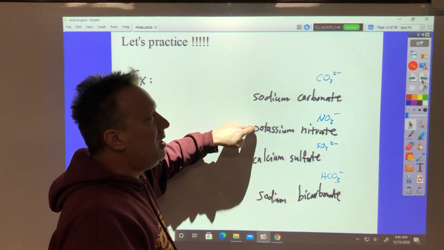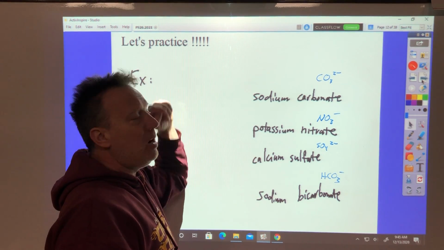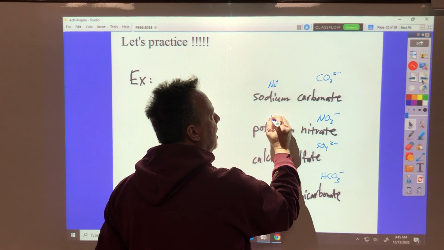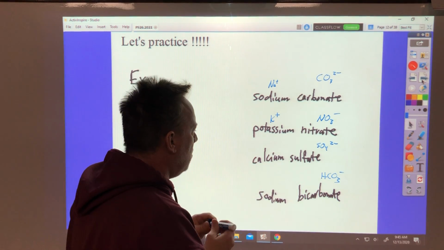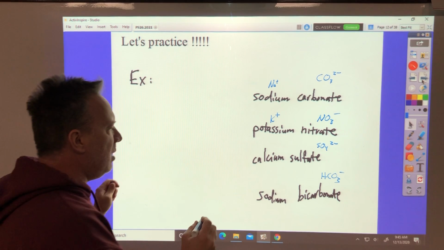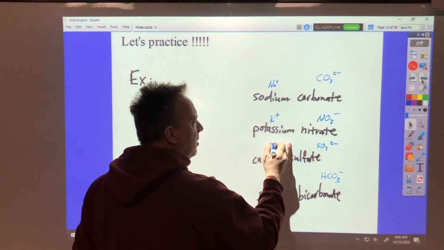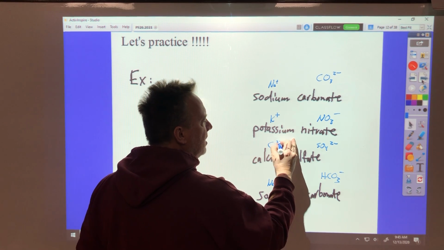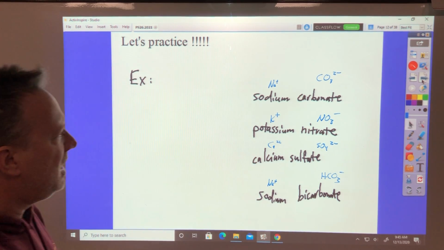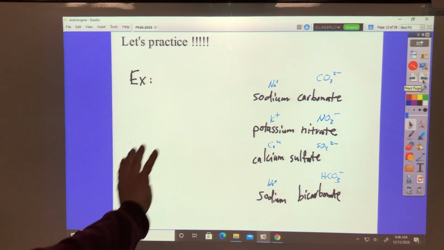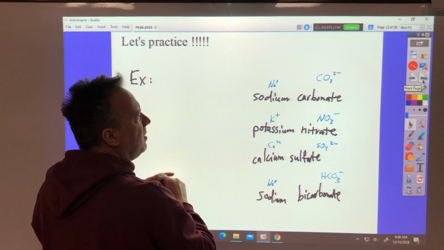Sodium and potassium are in the first column on the left. They're alkali metals. So it's Na positive and K positive. Sodium's Na positive down here. Calcium's an alkaline earth metal, Ca2 positive. So let's put these together. You can't leave the charges in there, so I'm going to write the answers over here.